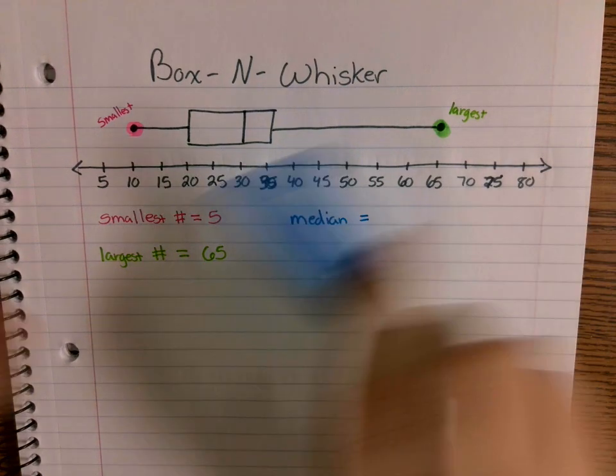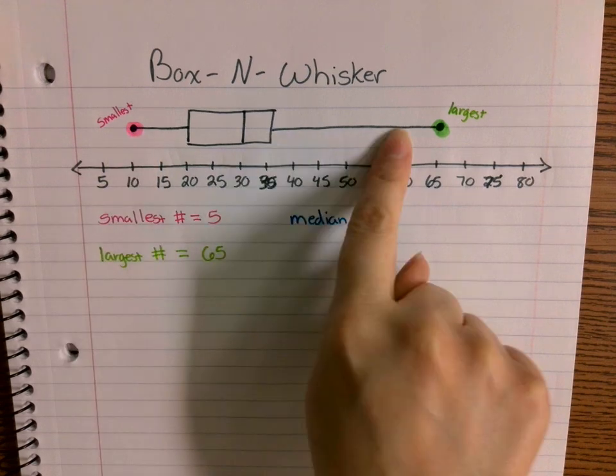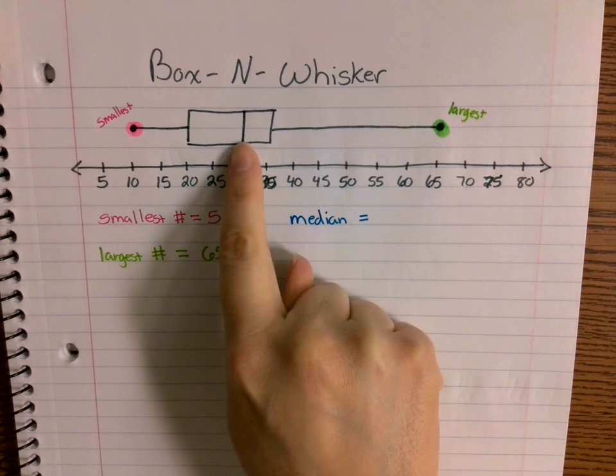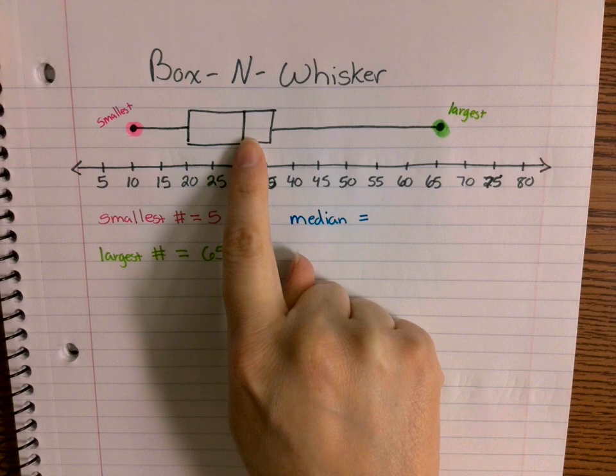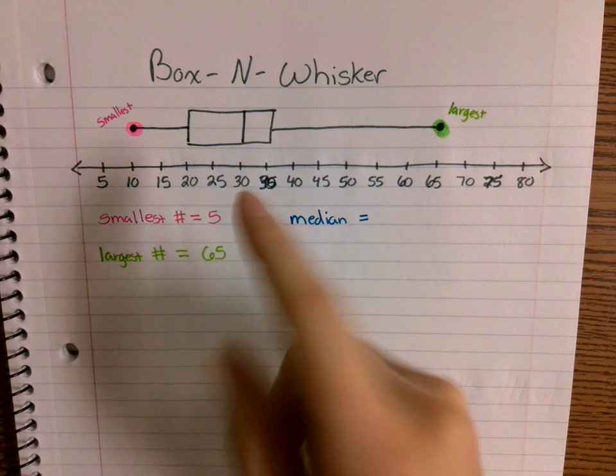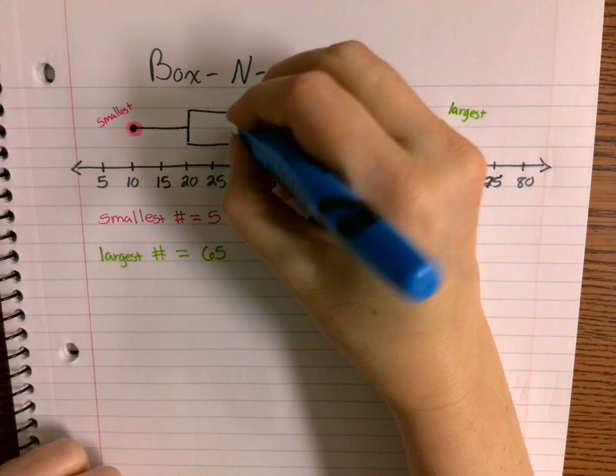So when we're talking about the median, we're not talking about the middle of the picture. We're talking about this line right here. Inside of the box, that line represents the median. I'm going to highlight that one in blue. And above it, I'm going to write median.